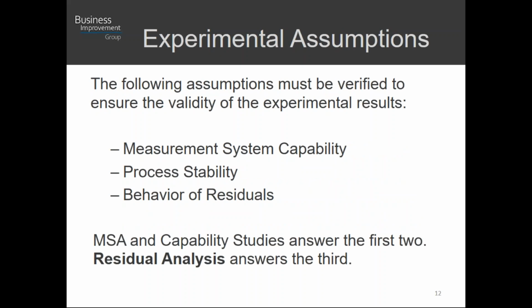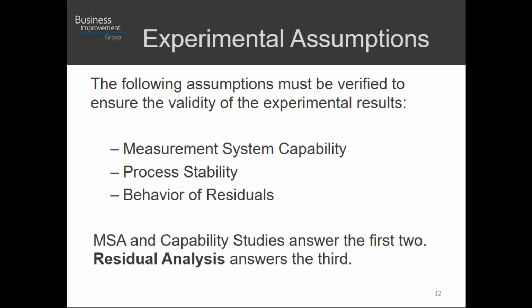The experimental assumptions that we have then must be verified to make sure that whatever we come up with is valid. So we can run an experiment and get a result, but if we fail to verify these assumptions, then it's very possible that those results are invalid. The first is what we call measurement system capability. If I have a response, I'm measuring it somehow. There's some way that I'm measuring it to quantify how good it is, if it's close to my target. Measurement system capability is the assessment of the measurement method to ensure that we trust the data, the information, the measurement that we're taking.